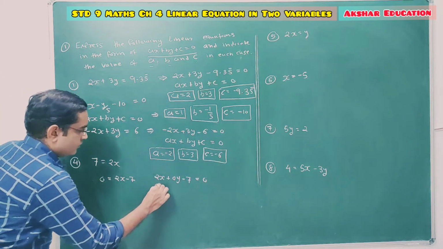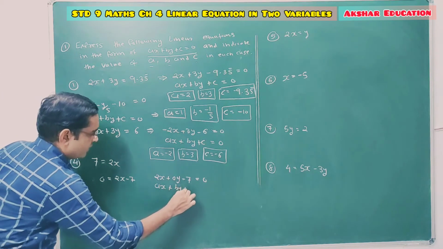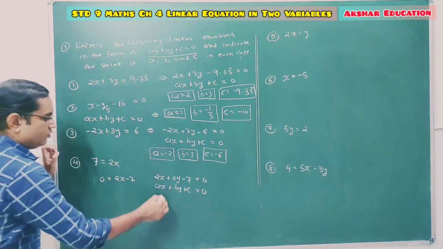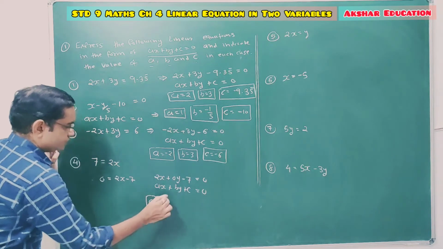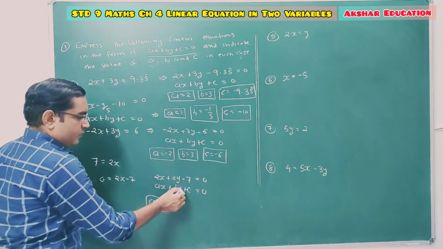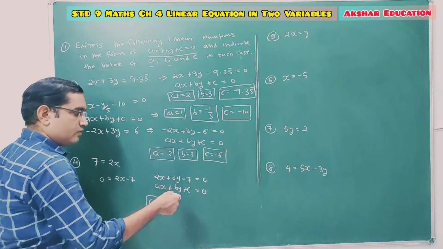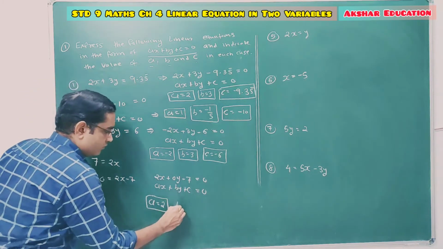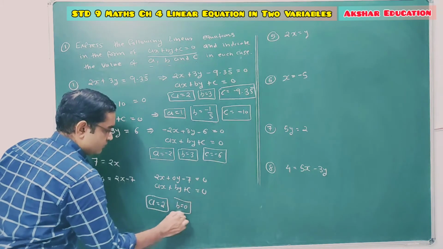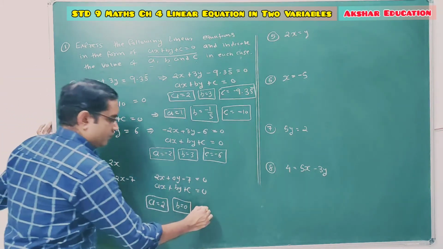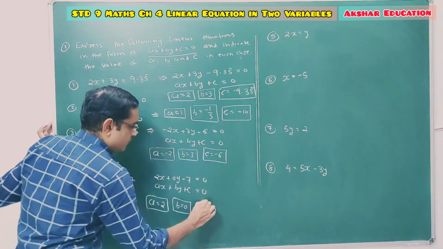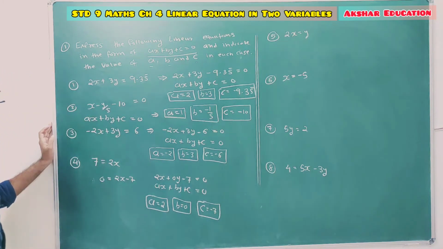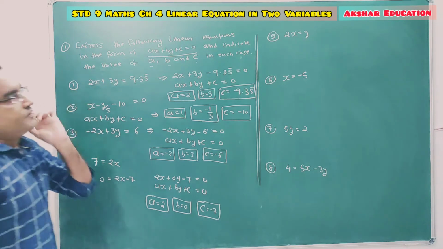Clear? So comparing with ax plus by plus c equal to 0, we get the value of a, the coefficient of x, which is 2. Same, b is the coefficient of y. Here the variable y is absent and we have considered its coefficient as 0, so the value of b is 0, and the constant term c is equal to minus 7. Clear, students?